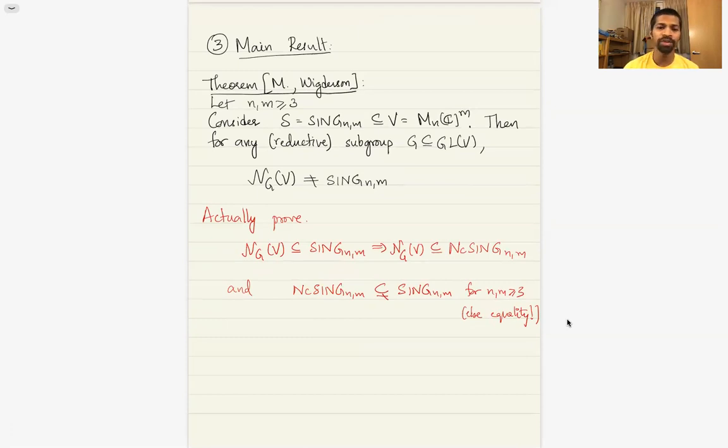Sorry, I consider m tuples of n by n matrices such that the formal linear combination is singular over the function field. Then for any reductive subgroup of GLV, where V is the vector space of m tuples of n by n matrices, we prove that the null cone is not singular tuples of matrices. So this is again a negative result, but perhaps what's really interesting is the sort of techniques we bring to it.